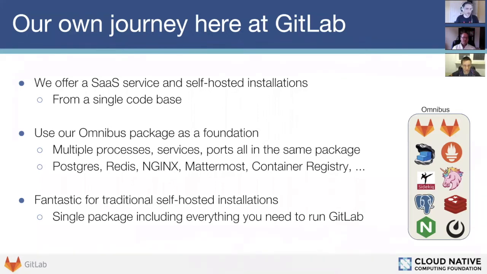And we deliver this primarily as what we call our omnibus package as our foundation, right? This is a package that has a whole bunch of stuff in it. We have multiple parts of GitLab all baked in there, but we also have all of our dependencies and all of the other attendant intelligence and deployment tools baked in as well. For example, that one package contains Postgres, Redis, Nginx, Mattermost, the container registry, Prometheus, and even more. So it includes everything you need to have a completely full-blown GitLab deployment all in one place. You have multiple processes, multiple services, multiple ports, all this software living in the same place.